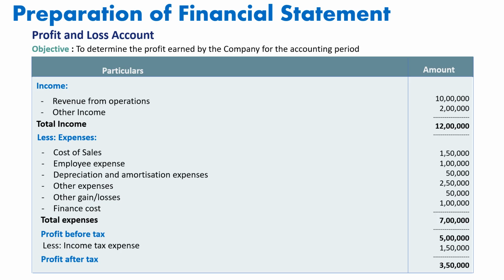You have income, revenue from operations, other income. So all your income will be reported. And then you have the total income here, less expenses. What are the expenses you will have? Cost of sales, employee expenses, depreciation, other expenses, other gains, finance cost, and then you will have the total expenses. The difference between the total income and total expenses is profit before tax. And from profit before tax, you have to reduce the tax amount. That is the tax you're going to pay as per the country's law. And after that amount, you will have profit after tax. So this is how the profit and loss account will look like.